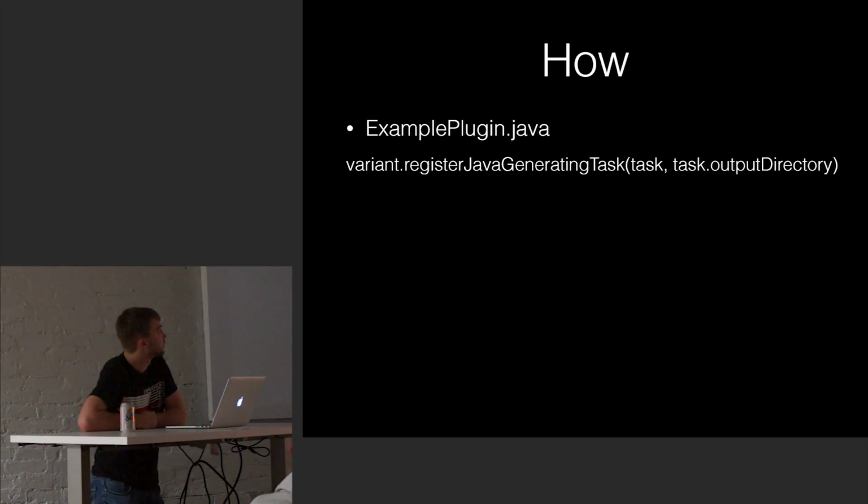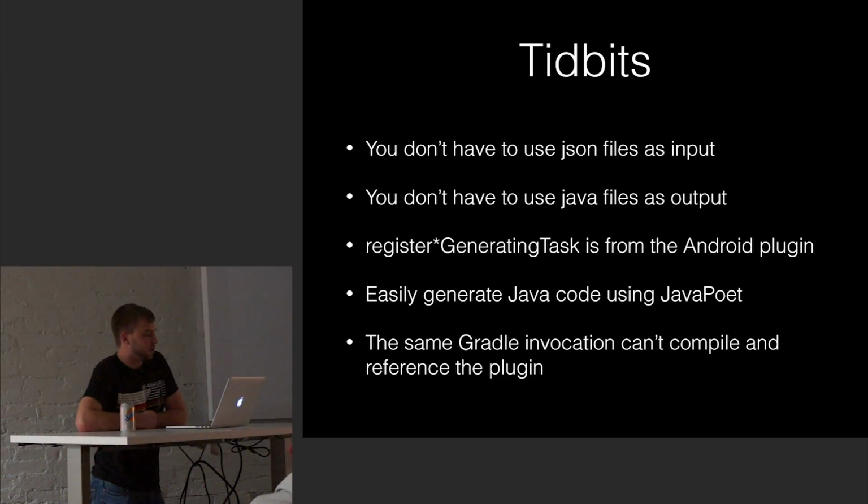All right, so back to more high-level stuff. The example I have uses JSON files as input. It doesn't have to be JSON files. It could be Java code, it could be Kotlin code, it could be XML, you name it. And you also don't have to use Java files as output. I chose to use Java files because there's a Java library that makes generating Java code very easy. But you could generate XML, JSON, Kotlin, you name it.